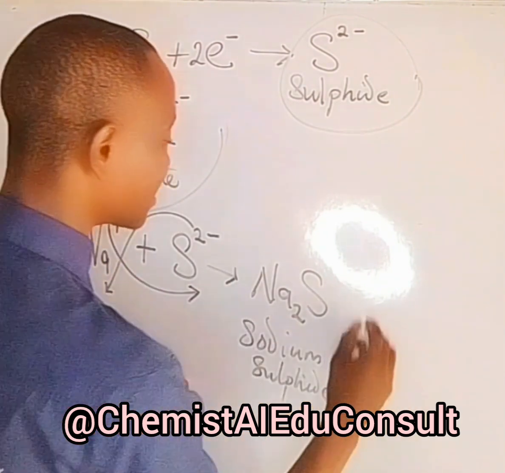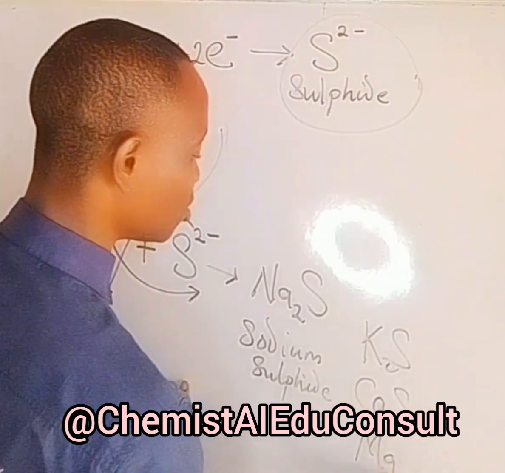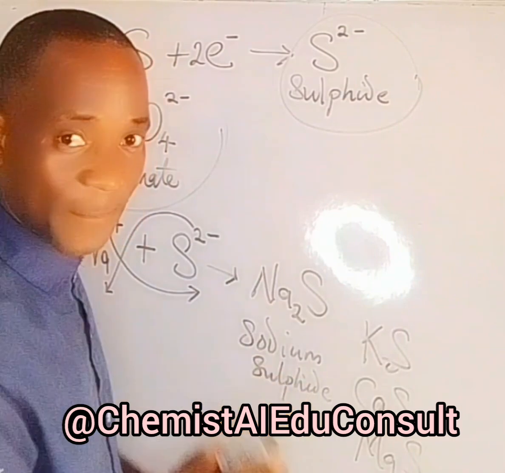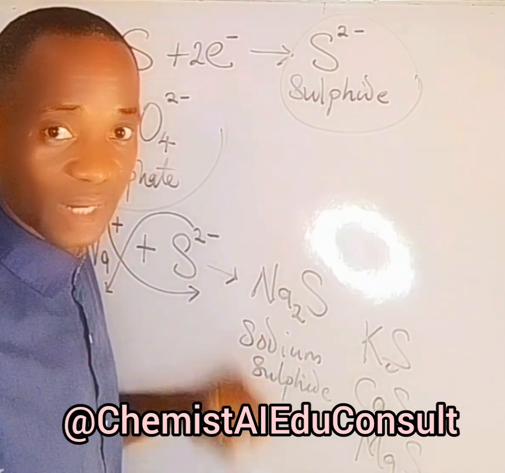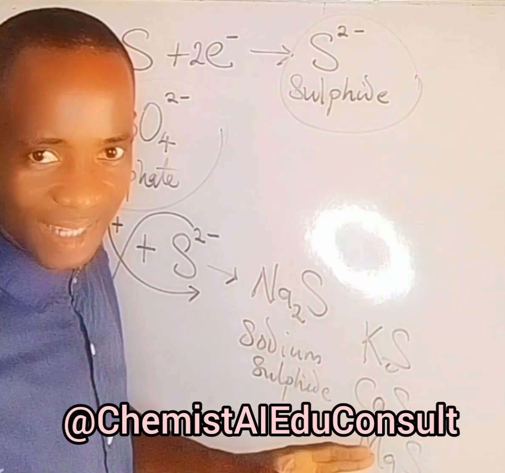We also have things like potassium sulfide, calcium sulfide, magnesium sulfide, and so on and so forth. So this group of compounds formed between an element and sulfide, they are called sulfides.